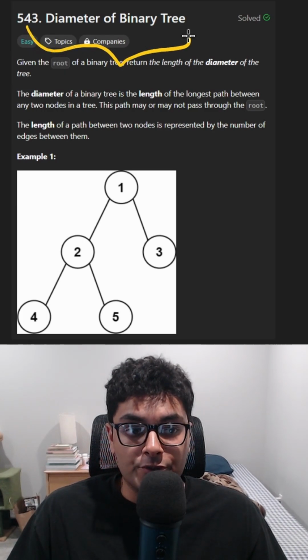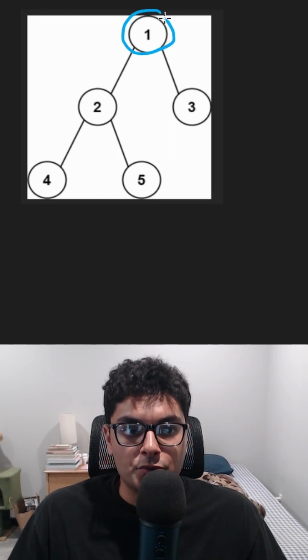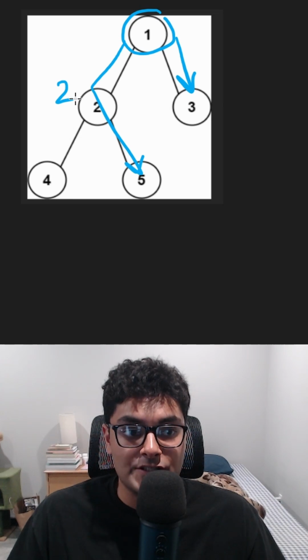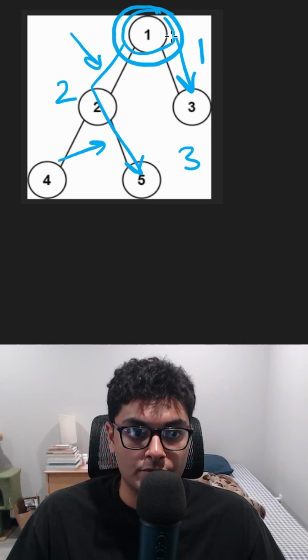Diameter of binary tree. The diameter of a binary tree is the longest path that runs through any node, the longest path from the left side of this node and the right side. You can see the path on the left side is 2 and the right side has a path of 1. So the total running through the root is going to be 3.